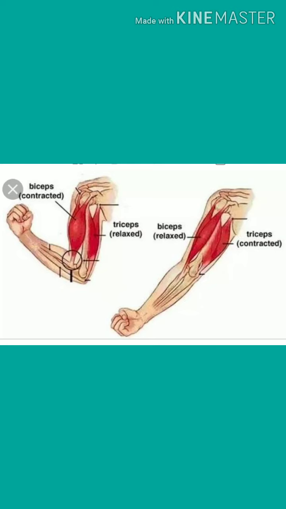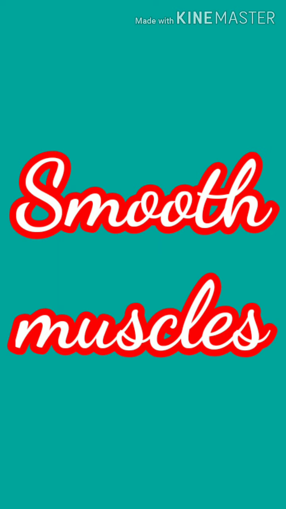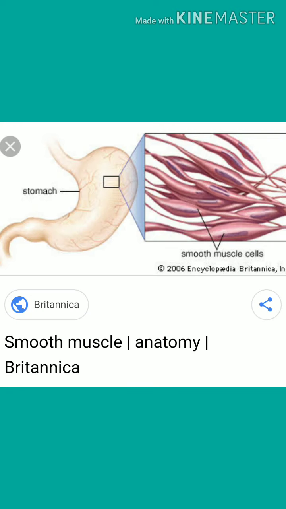Okay. Now the next muscles are smooth muscles. Smooth muscles are found in some body organs such as the wall of the stomach and intestine. See this diagram. This is the wall of the stomach. They have smooth muscles in the wall of the stomach and intestine. These muscles work on their own, so these are called involuntary muscles. This is the diagram of the stomach. See, in this part smooth muscles are found, and they are also known as involuntary muscles.